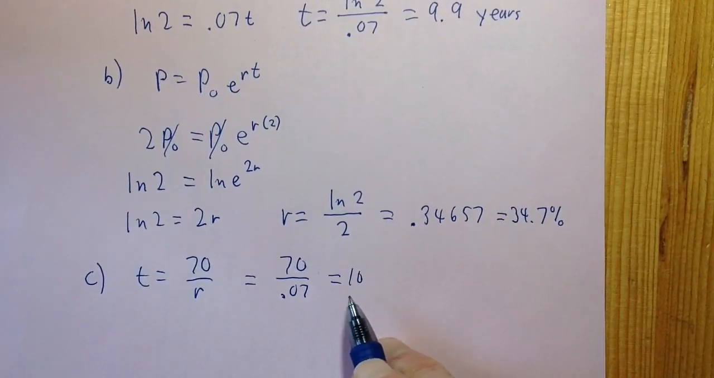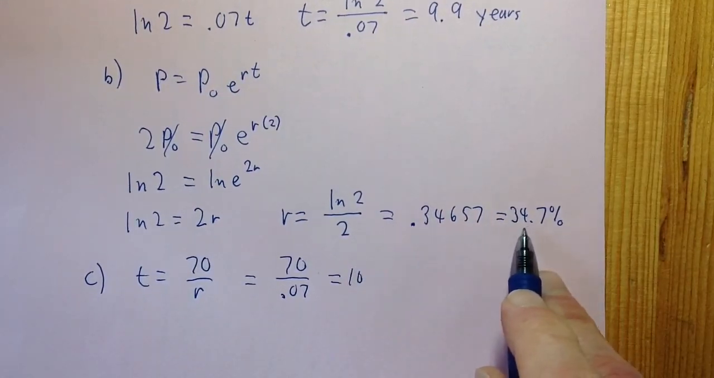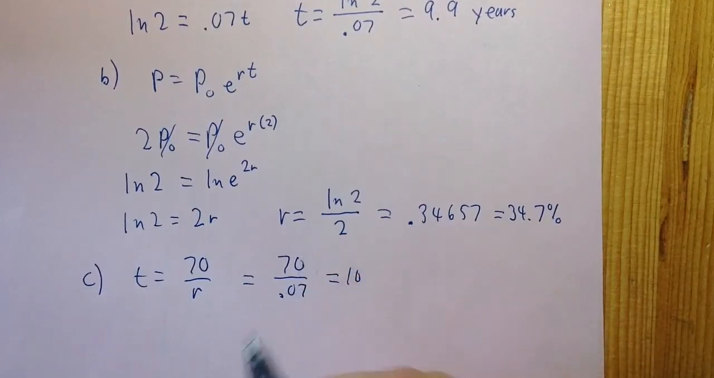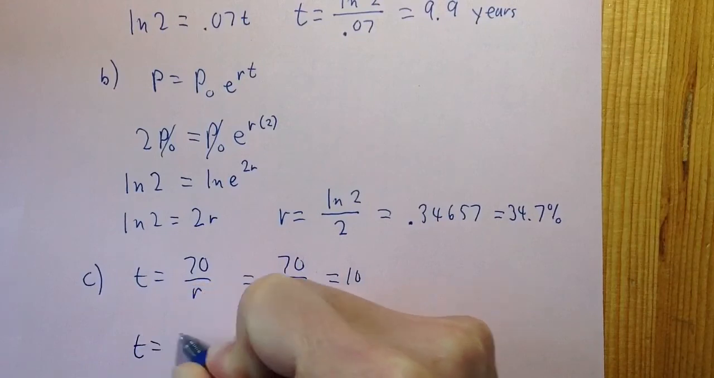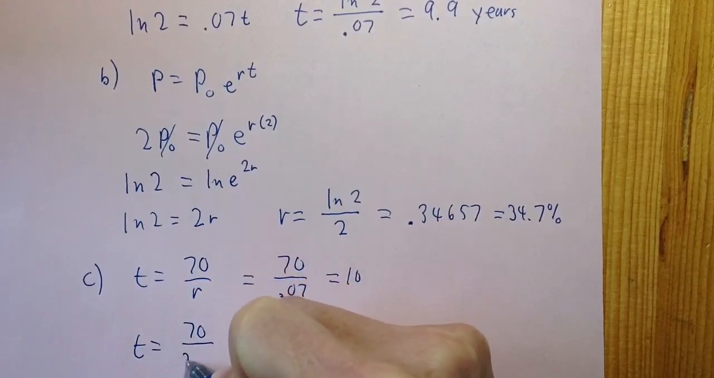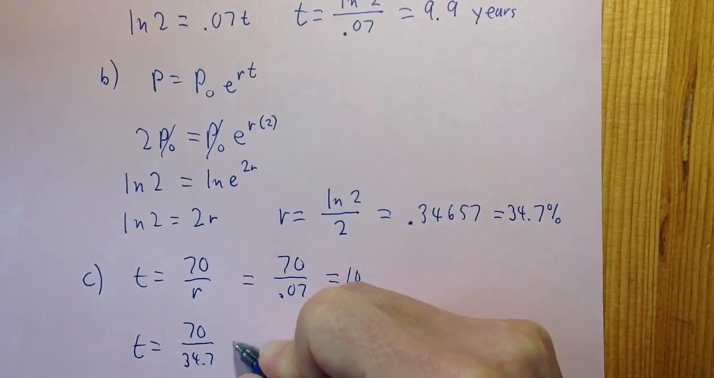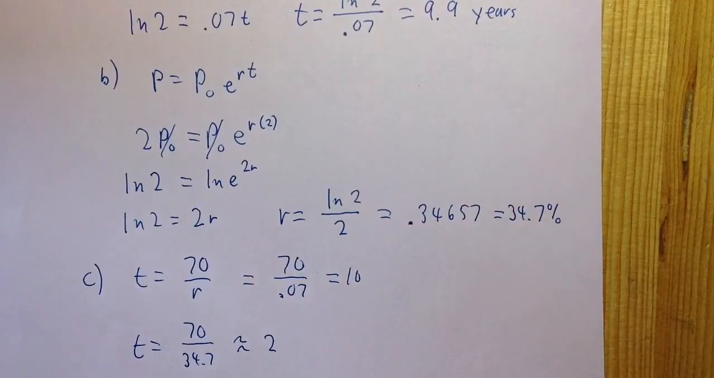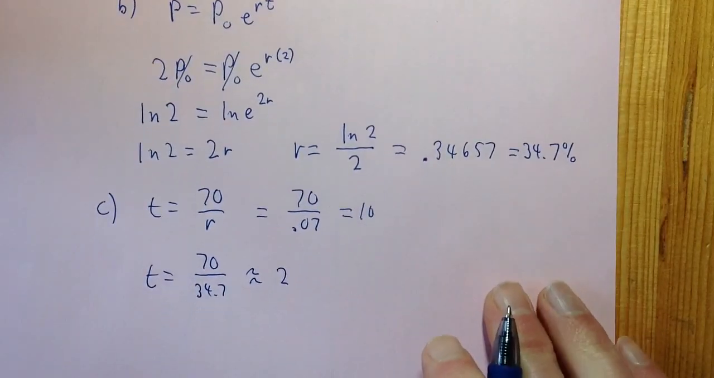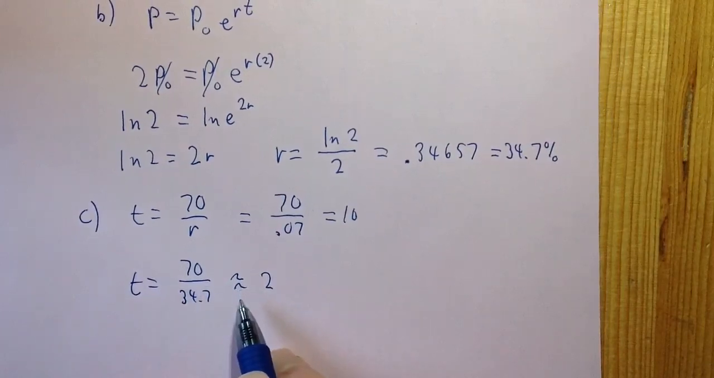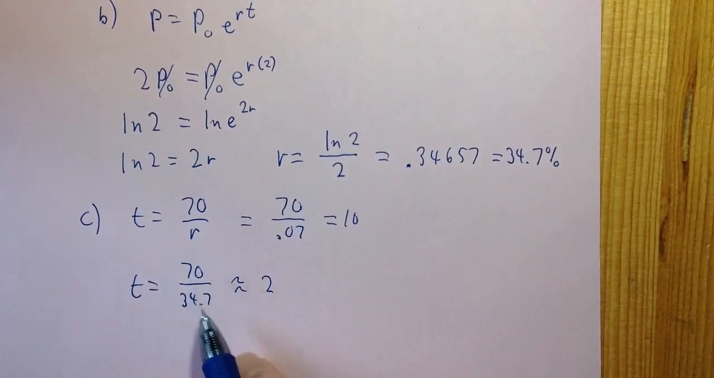Now we know that if the interest rate's 34.7, from our last example, it should take 2 years. So let's plug that in. So the time, if the interest rate is 34.7, well, that's about 35, and 70 divided by 35 is 2, so that's about 2. So it works. So roughly, if you want to know how long it takes to double your money, it's just about 70 divided by the interest rate.